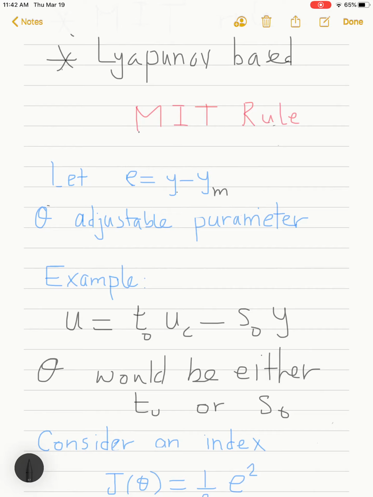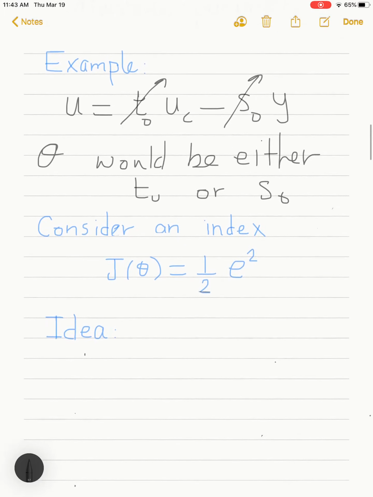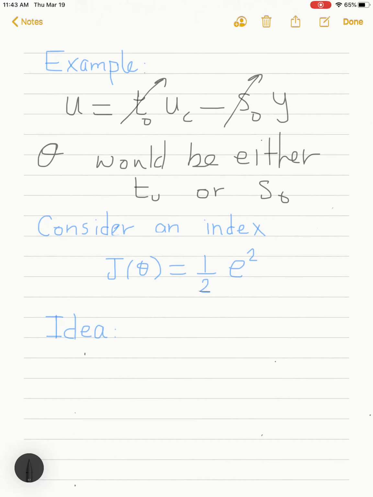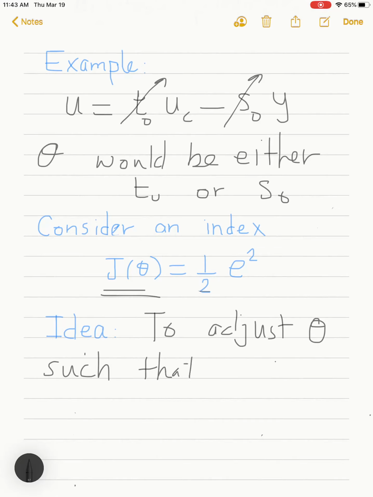So the adjustment mechanism will be responsible for adjusting t node and s node such that the desired output would be achieved. Now, in order to do that through the MIT rule, we assume an index. That index is called j, and it's 1/2 the error squared. The idea is to adjust theta such that j is minimized.